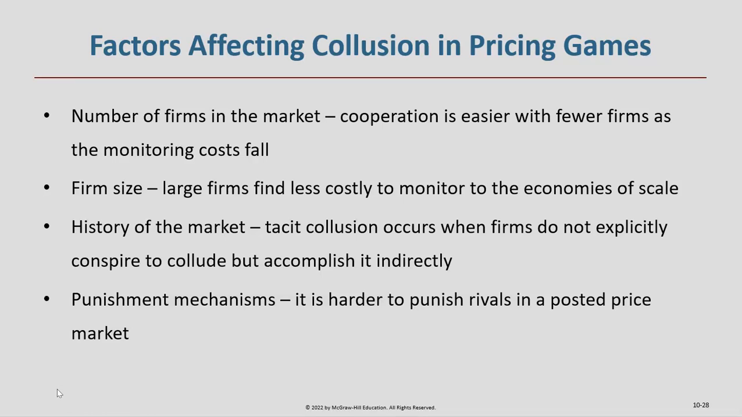And the types of punishment mechanisms that you have available to you matter. It's harder to punish rivals in a posted price market, and that's because of these menu costs that we've talked about. If everyone knows what the price is, if you posted the price, it's harder to cut it. But if you can negotiate a price with your competitors' rivals, then that's easier. You can still charge a higher price for your own customers.